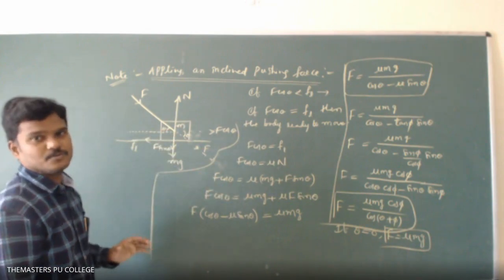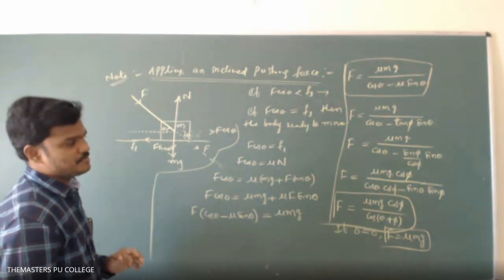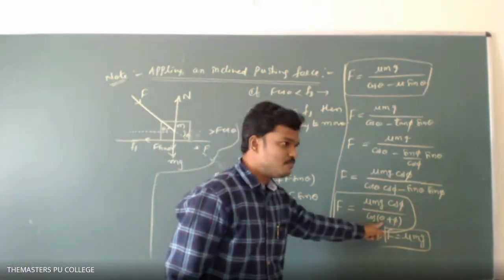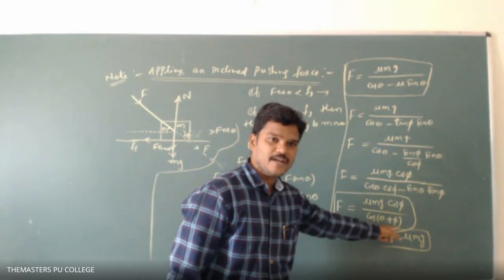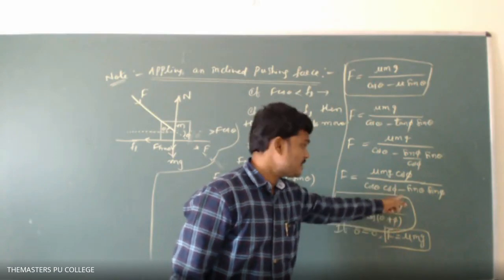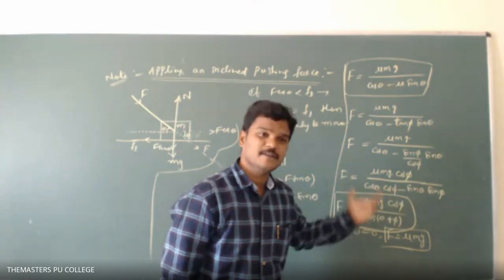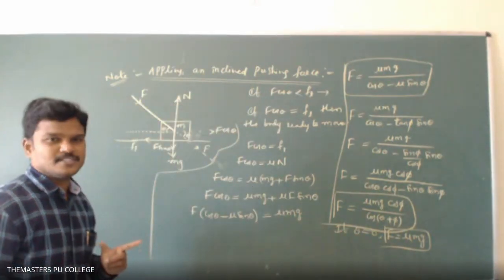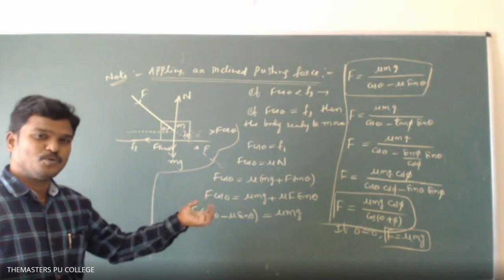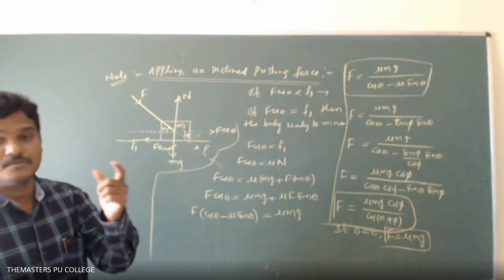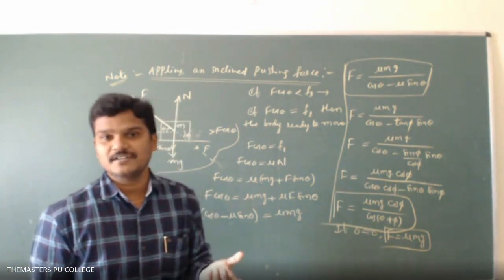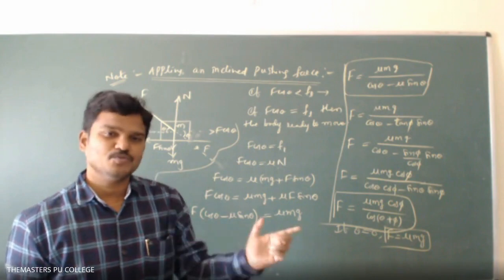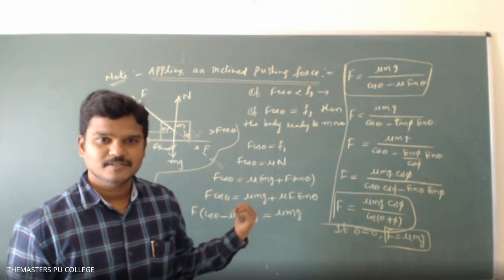How much is mu needed? Mu mg. See, substitute theta as 0: cos 0 plus pi cos pi, cancel. What is remaining? Mu mg. Will you try the same concept for the other case? Means you try to pull the body, so how much minimum pulling force is needed so that the body is ready to move. Will you try the next concept?